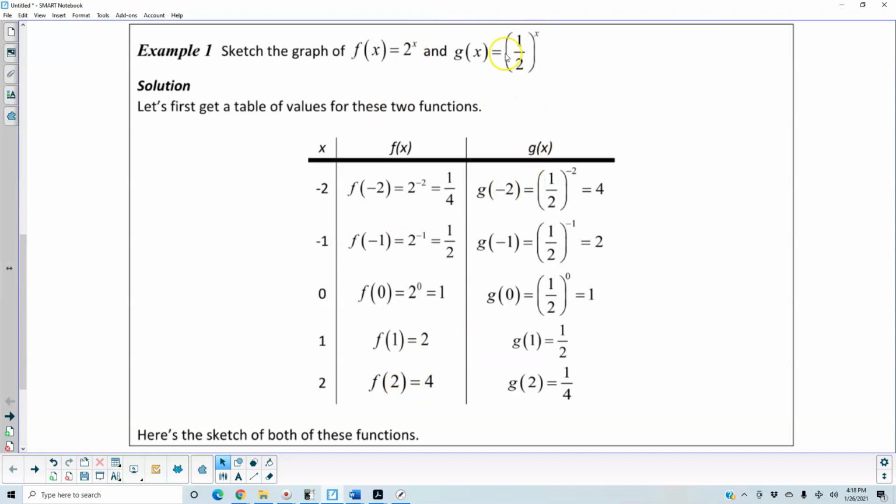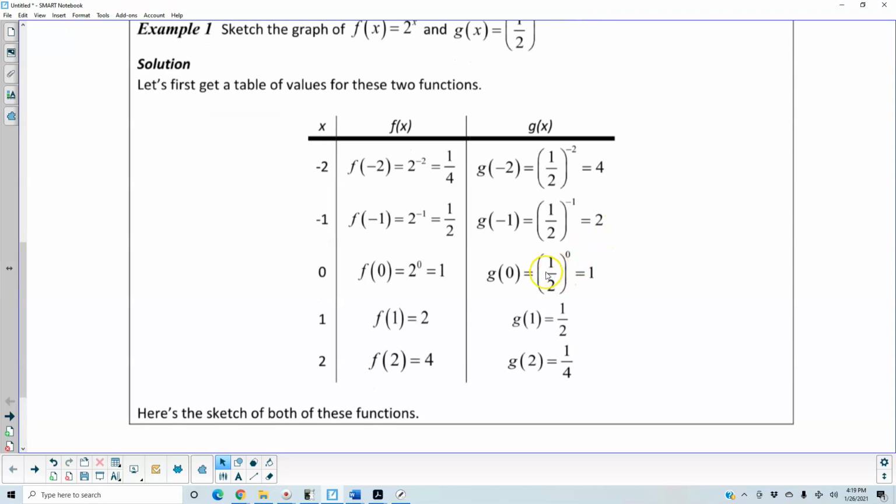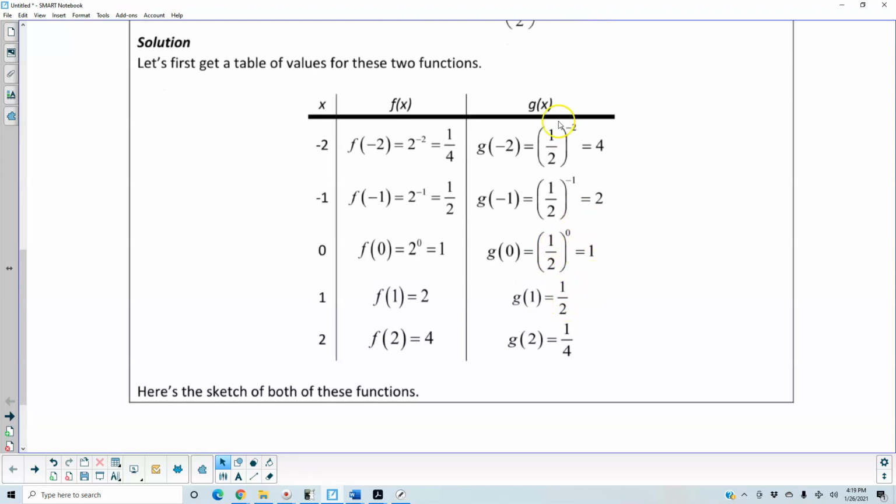Now, if we look at g of x, which is 1/2 to the x, we're going to use the same values of x. 1/2 to the negative 2 power is taking the reciprocal and raising it to the power of 2. So 2 squared is equal to 4. If we have 1/2 raised to the negative 1, taking the reciprocal, 2 to the positive 1 is 2. Any number raised to the power of 0 is going to equal 1. 1/2 raised to the 1 is going to be 1/2. And then 1/2 squared is 1/4.